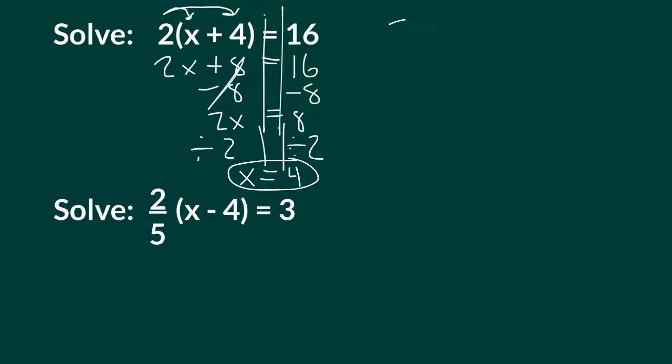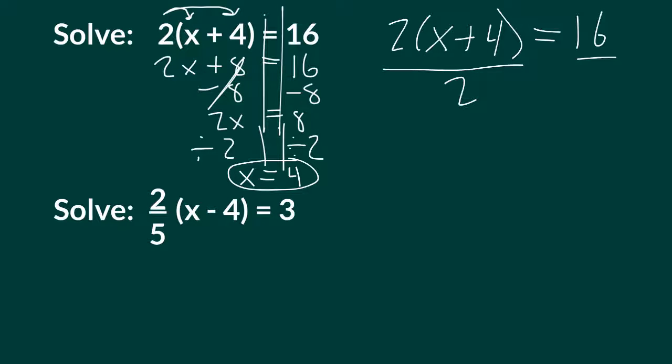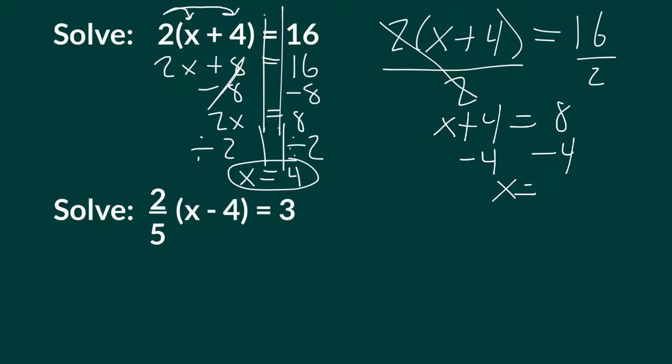Now, if I started off like this, I could have decided to divide both sides by 2 first, which would make these cancel. I can do that because this entire side is being multiplied by 2. There's no other terms being added or subtracted in here. So since the whole side is being multiplied by 2, I divide by 2 and I get rid of it. I end up getting the result of x plus 4 equals 8. Then I would subtract 4 from both sides. That gives me x is equal to 4. Same answer, just two different ways of getting there.